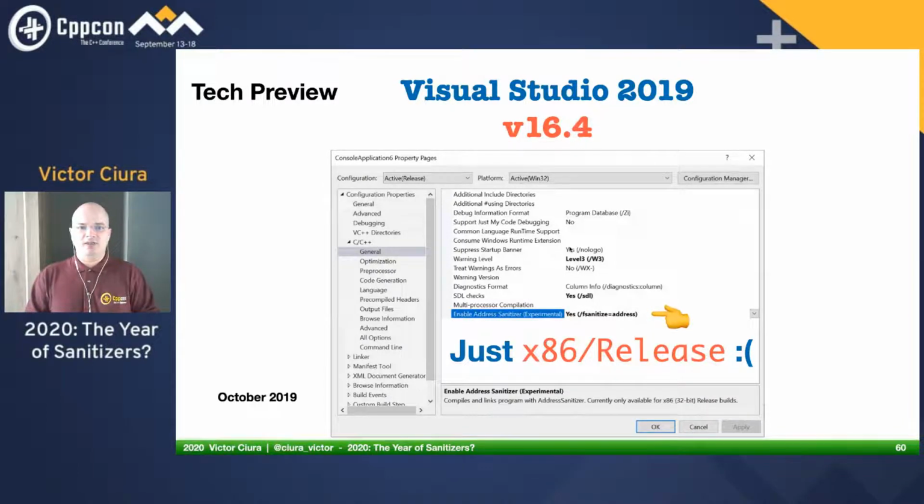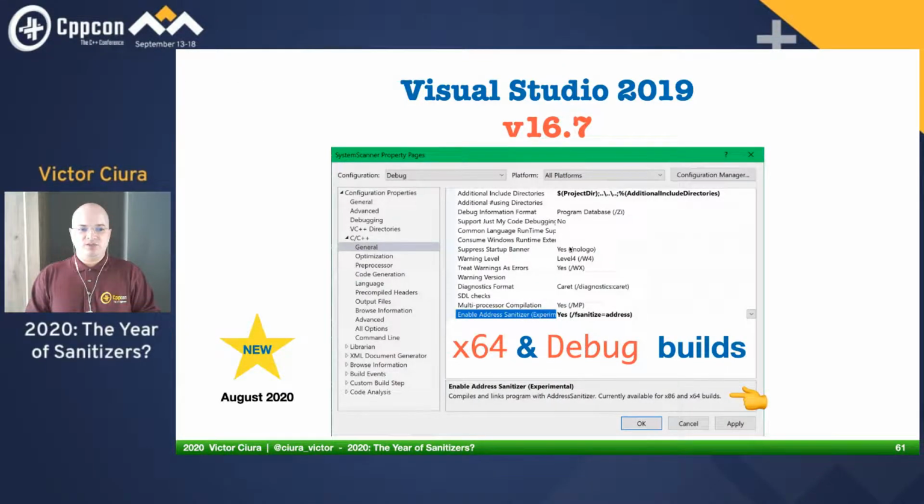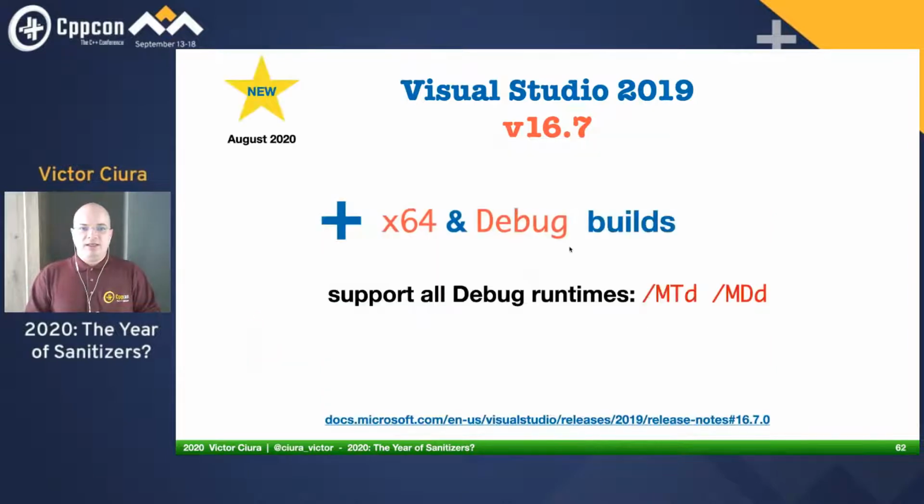And in the meantime, a lot of work has gone into it, and now it's ready for you to test it. As of August this year, with 16.7, we have the ability to instrument 64-bit applications, both in release and debug mode. And Visual Studio has support for all debug runtimes, be it that you statically link or dynamically link. So now, starting with 16.7, it's still in experimental mode, but you have the ability to play around with the technology and see what works, what doesn't work for your projects. And I encourage you to actually report bugs. I did.